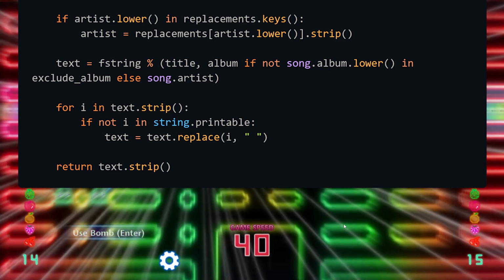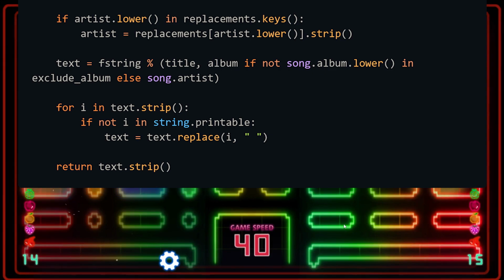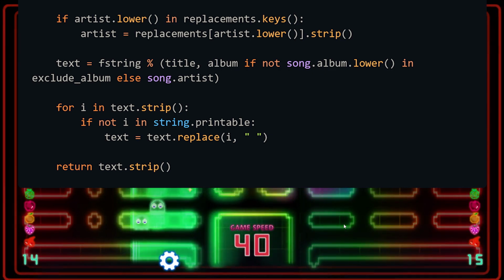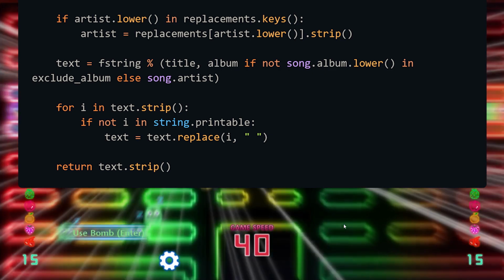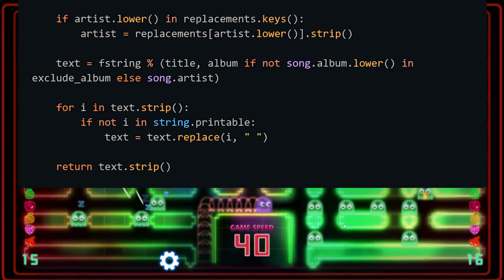If song.album is an exclude album, it uses the artist, otherwise it uses the album. Finally, it replaces everything not in string.printable with a space character, strips the output, and returns it.